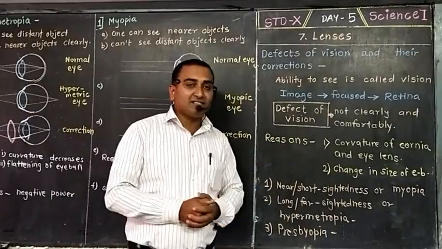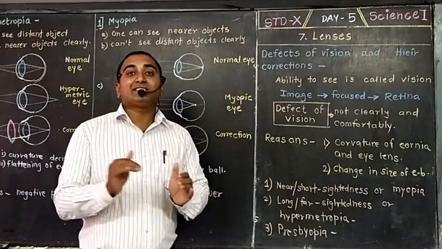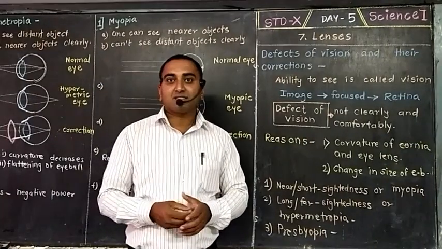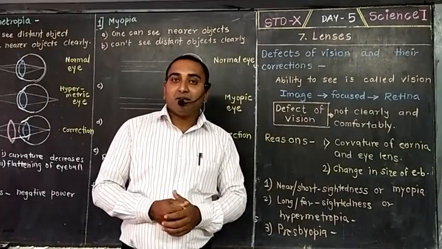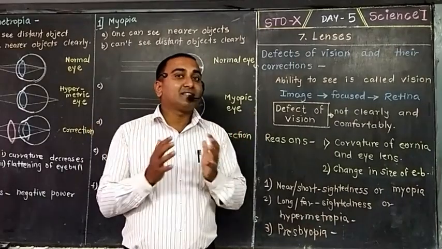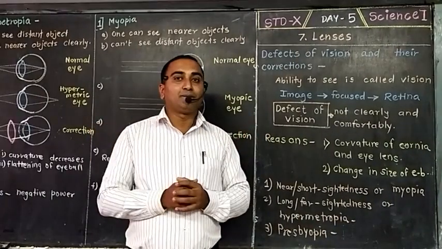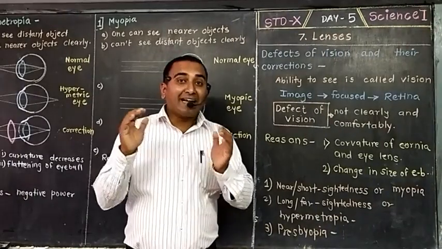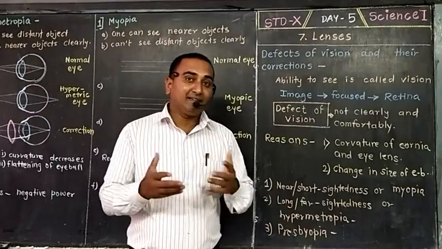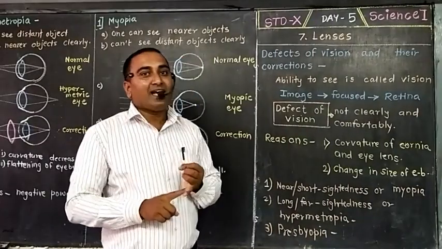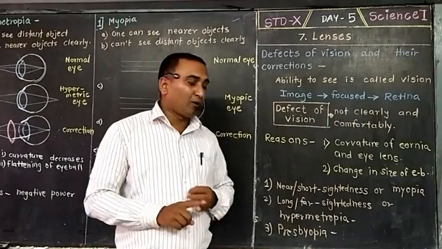Then what is the second one? Changing the size of the eyeball because of some illness, because of some disease. Maybe the eyeball is elongated, or there is an elongation of the eyeball. And in some cases, the flattening of the eyeball, and then there is the defect. So there are two reasons. Number one, curvature, and second is the size of the eyeball.